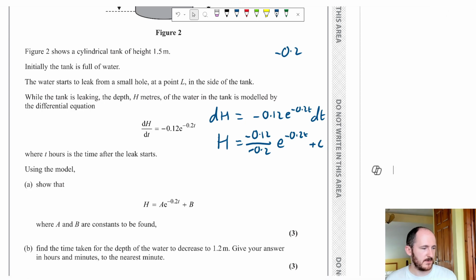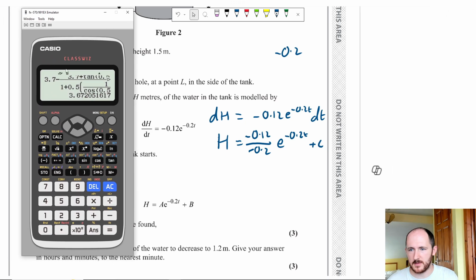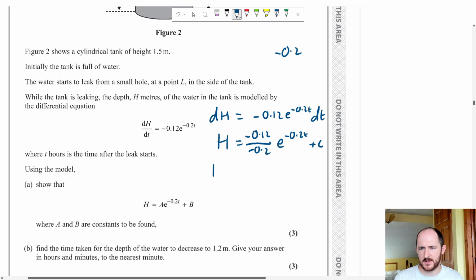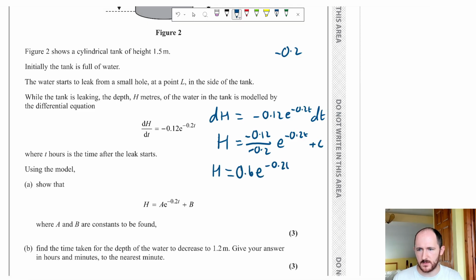So let's work that out. I don't want to do that in my head because I'm scared I'm going to make a mistake. Minus 0.12 gives me 3/5. Alright. I'm going to leave it at 0.6. And a common mistake that I see is students leaving it like this. Don't forget, we do need to actually work out what c is.